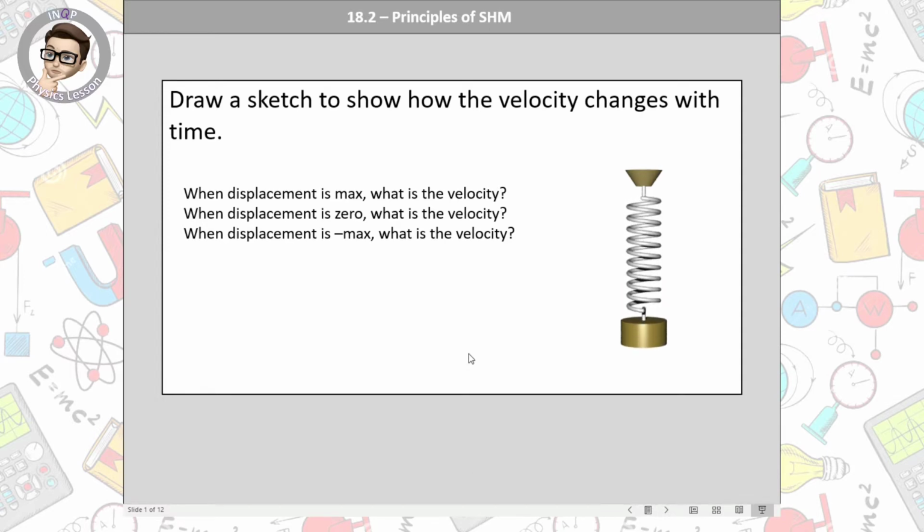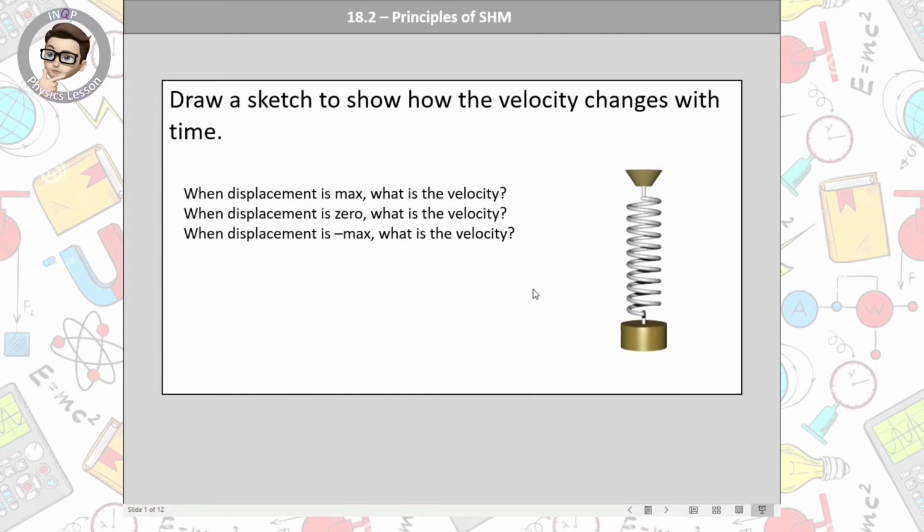So well done for having a go at that. So let's think about what's going on. So here is our spring. At the two turning points, we see the spring's velocity has gone to 0. So right up here, the 0, and right down here, the 0. So at the maximum amplitude, our velocity is 0. So when the displacement is maximum, the velocity is 0.